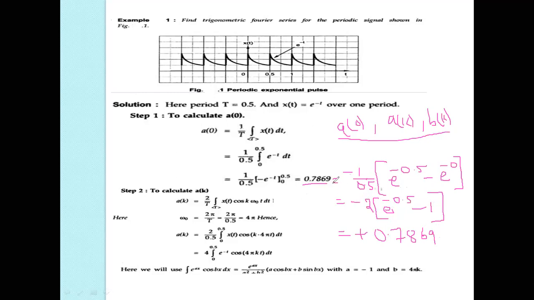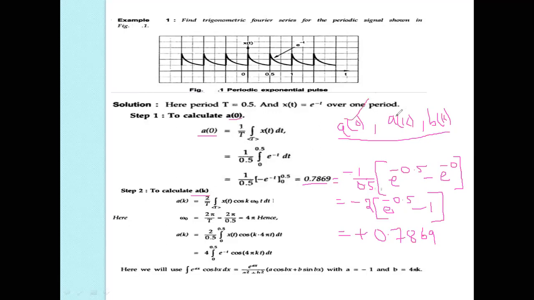Minus into minus becomes plus. 0.7869 is the A0 value. A of 0 value is 0.7869. Then you go for step 2, calculate the A of k.